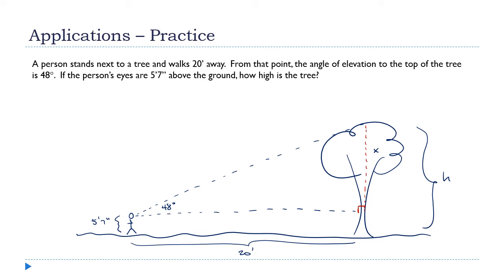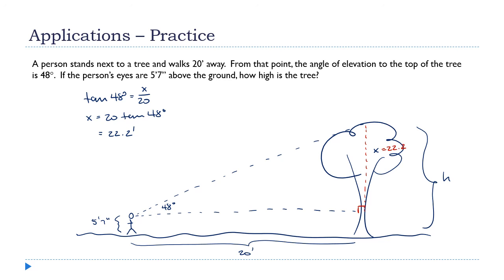So relative to that 48 degree angle, I know the adjacent side and I want the opposite one. Right, so that's going to be the tangent. The tangent of 48 degrees is x divided by 20. So x equals 20 times the tangent of 48 degrees, which my calculator tells me is 22.2 feet.